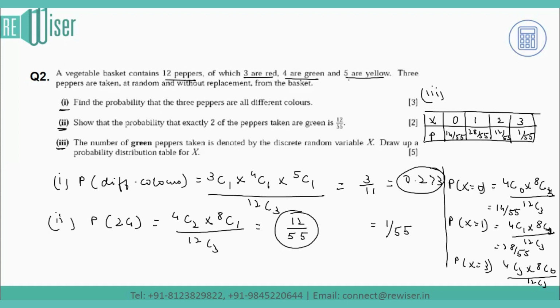Please note that this should be 3 and this will be 2 because we are selecting only 3 without replacement. So the table for this will be this. So this is the answer for the third part of the question. Thank you, students.